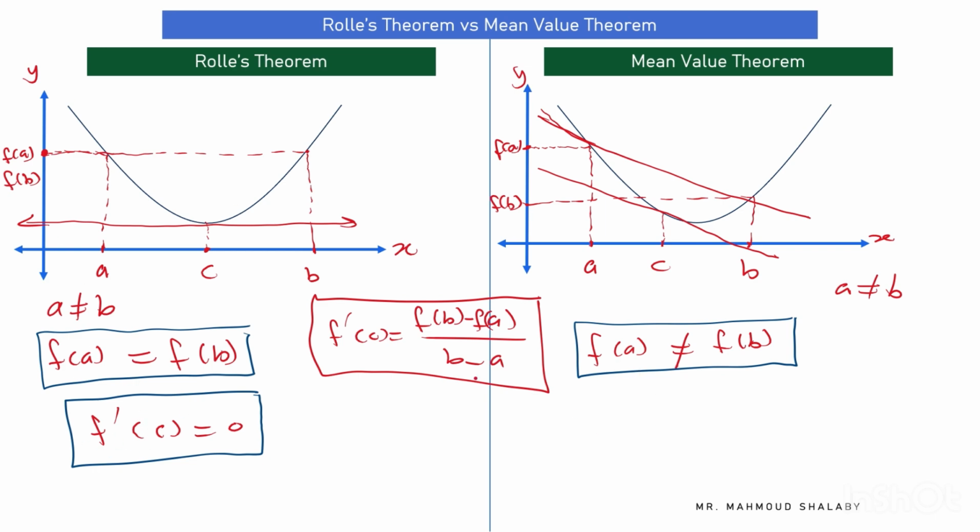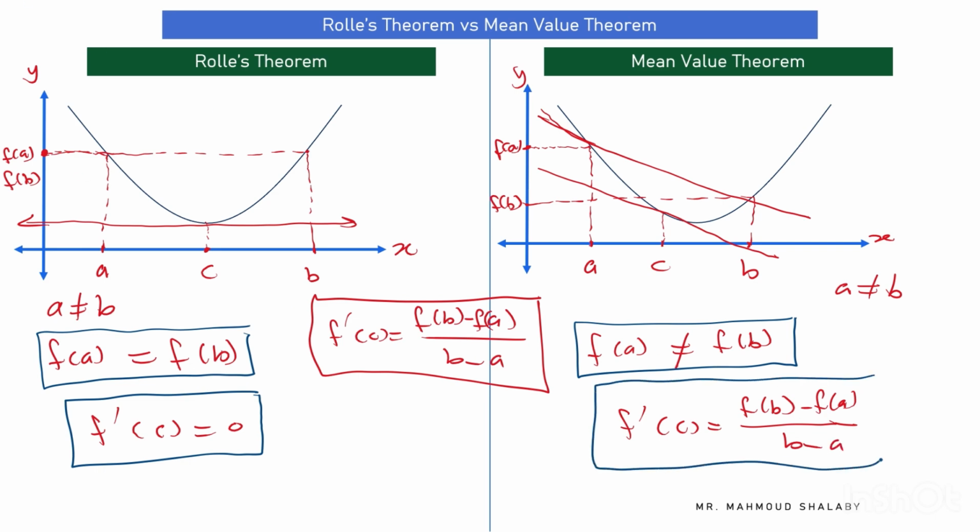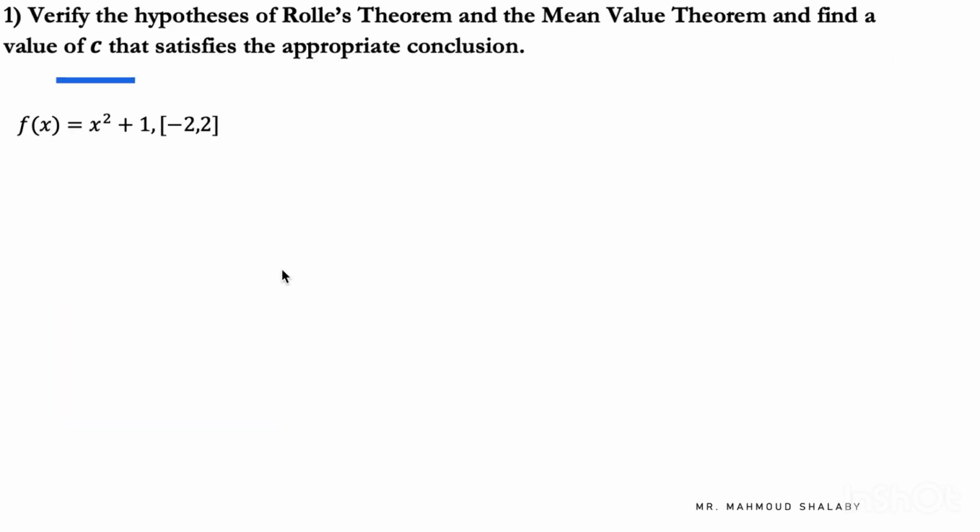However, on the other side, f of b will not be equal to f of a, and of course b is not equal to a, so I will use the same rule here with no change. So f of b minus f of a over b minus a. I will not change the rule for the mean value theorem. However, I can use that f prime of c equals 0, and to be honest, it's very obvious from the graph, because if you remember, this is a horizontal line, so it has a gradient, a slope, of 0. All right, now let's see how the question will come.